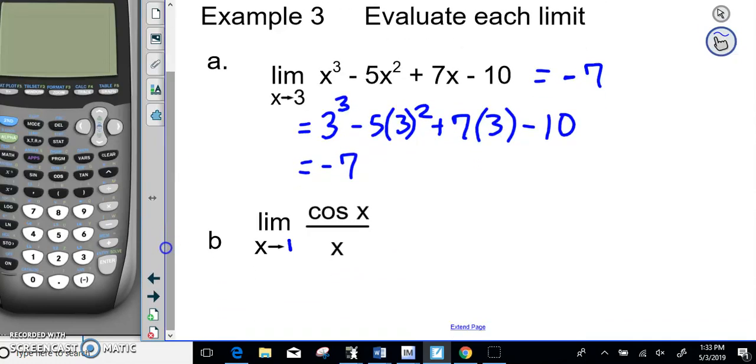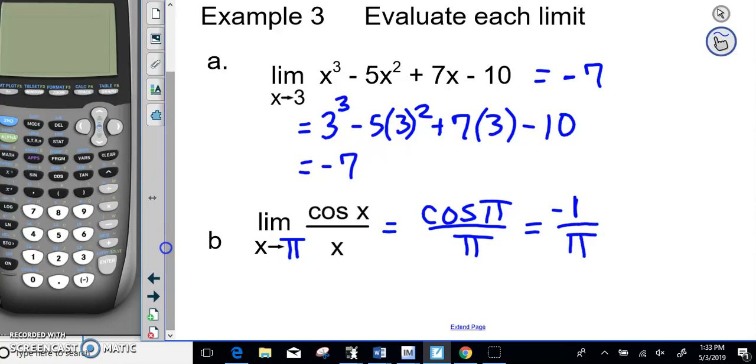All right, this next one is supposed to be pi right here. So again, we're going to substitute pi in for x and solve it out. Here we're going to do cosine pi over pi. Again, you're supposed to know your trig values, so hopefully everybody remembers what cosine pi is without putting it in the calculator. So here, that's -1 over pi. Bam! And you're done.